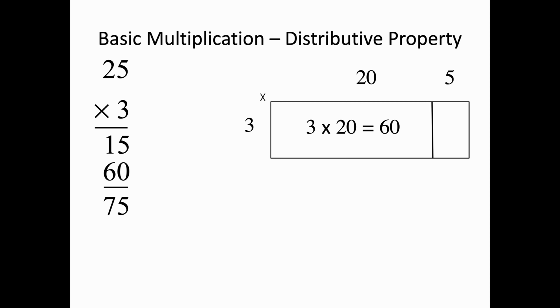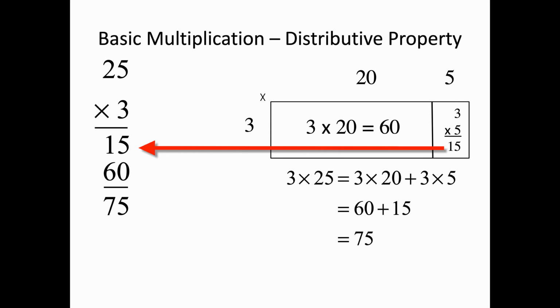Okay, so first we will do 3 times 20, that's 60. And next, 3 times 5, which is 15, and then add the two of them together. 60 plus 15 is 75, and that gives you the area of that rectangle.